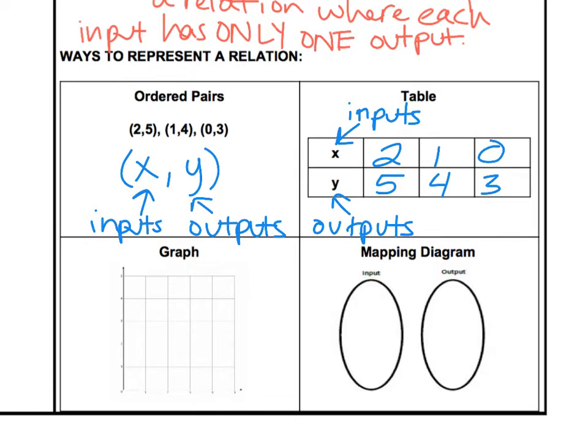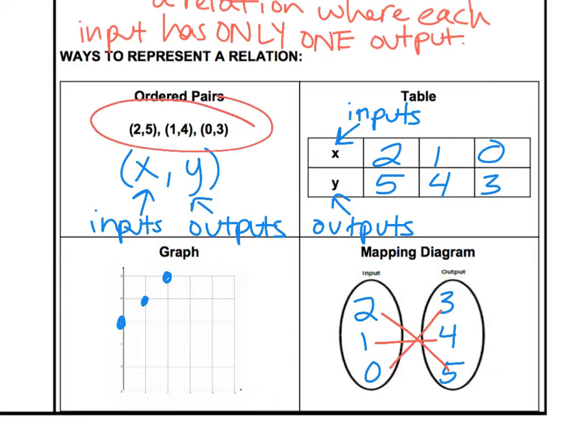We could also plot these points on a graph. 0, 3, 1, 4, and 2, 5. We could also make a mapping. So our inputs are, again, 2, 1, and 0. And I'm just going to switch the order. So my outputs are 3, 4, and 5. When I input a 2, I output a 5. When I input a 1, I output a 4. And when I input a 0, I output a 3. Again, I'm looking at these points right here.